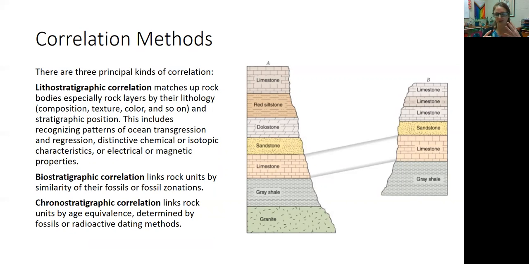This means that I'm starting to use the biology within the rock. Maybe I see very similar fossils, right? That's biostratigraphic correlation. Or I can do this with chronostratigraphic correlation, looking at the age of the rock, right? If I know the rocks are the exact same age, then I can also correlate them. Okay, so in this image, for example, I see limestone in this core A, and I see limestone in this core B. I can assume that they are actually connected. It's correlation.